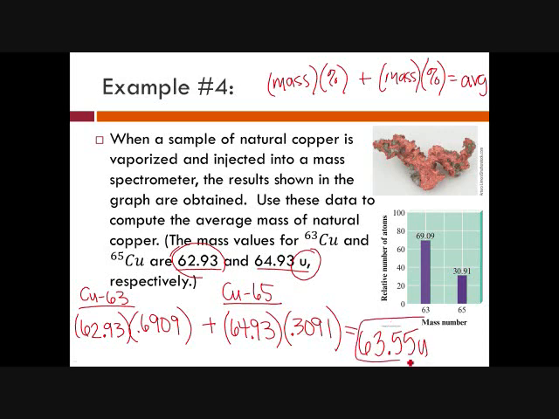Alright. Whenever you're doing this average atomic mass for the isotopes, the way you check yourself is by looking at the periodic table. What does it say on the periodic table? 63.55.